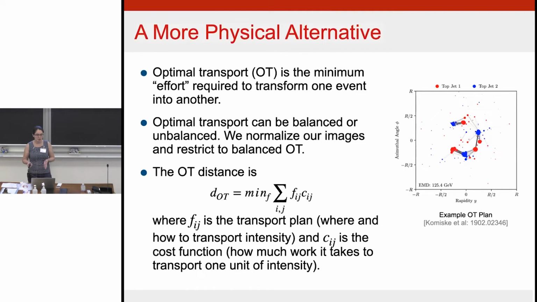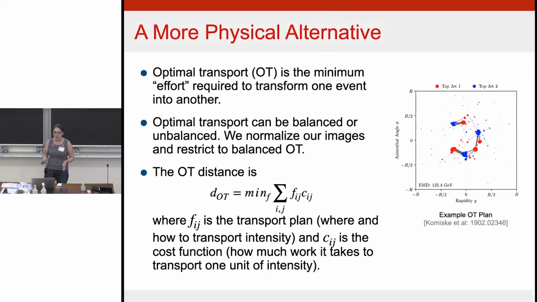Optimal transport can be divided into two categories: either balanced, which means that the two images, the input and output image, have the same number of pixels or the same amount of energy, or unbalanced, where we can create and destroy energy to make for two images that have unequal energy. We normalize our image and restrict to balanced optimal transport for some technical reasons, but in principle, you can think about optimal transport in both cases.